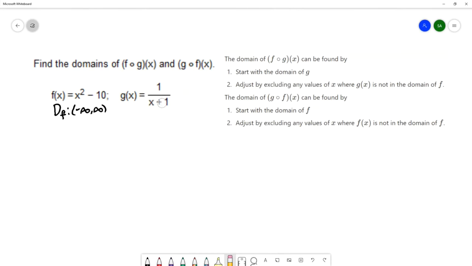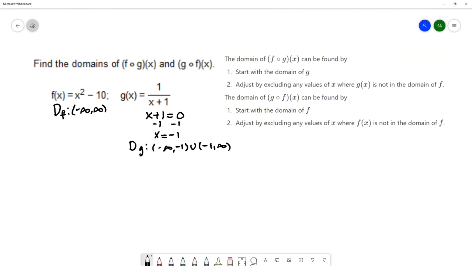I'm going to figure out what the restriction is for this function by taking the denominator and setting it equal to that value that's not allowed. Division by 0 is undefined, so we set that denominator equal to 0 and solve. I'm going to subtract 1, and that gives me x equals negative 1. That's my restricted value. And the domain of g will be all real numbers except for negative 1. Negative infinity to negative 1, union with negative 1 to infinity.